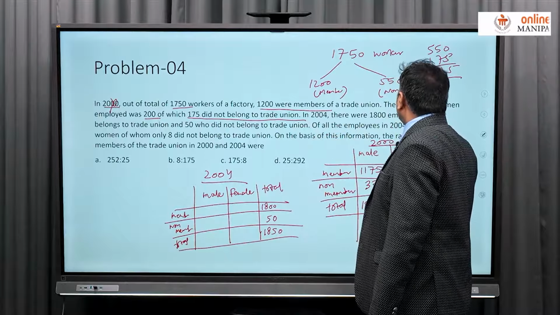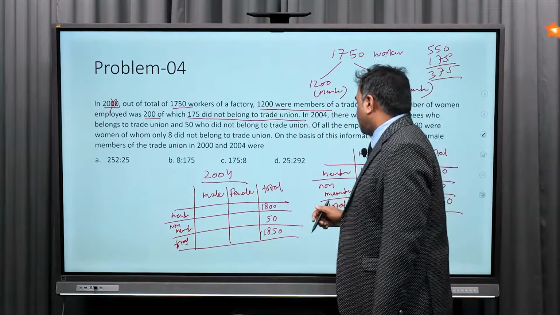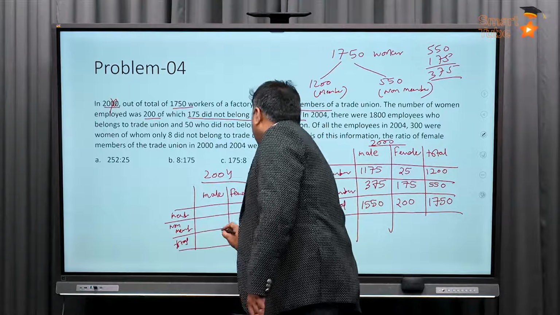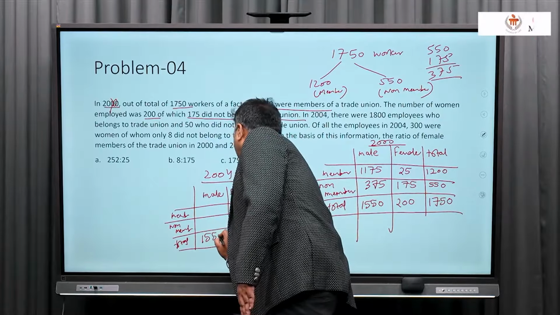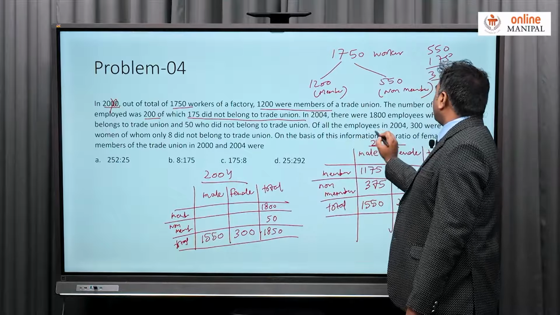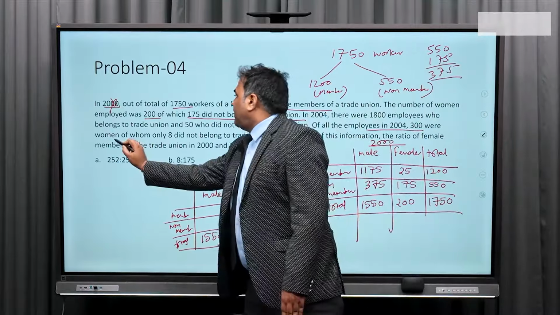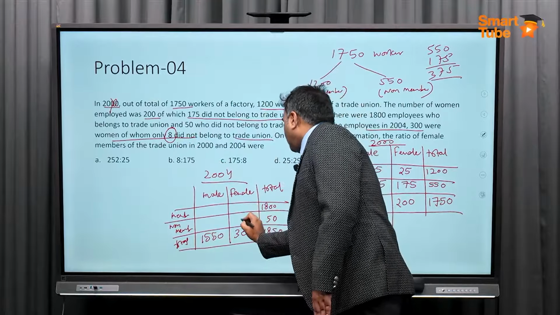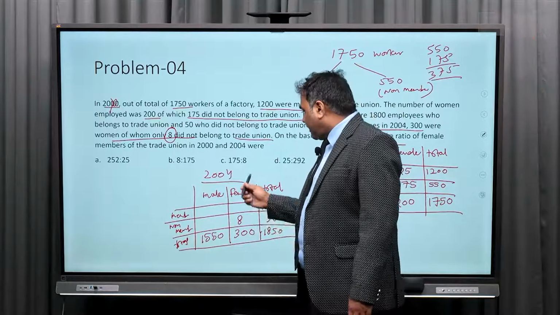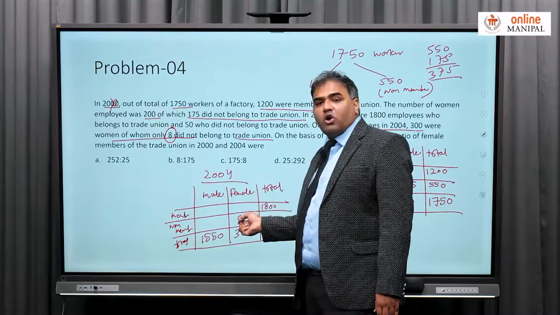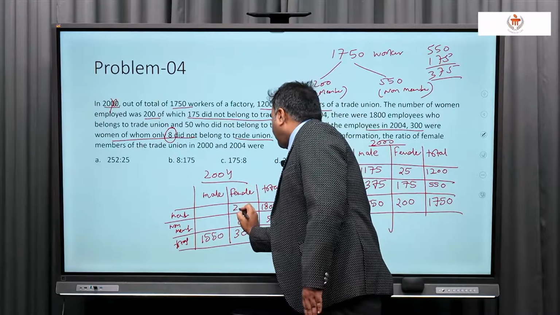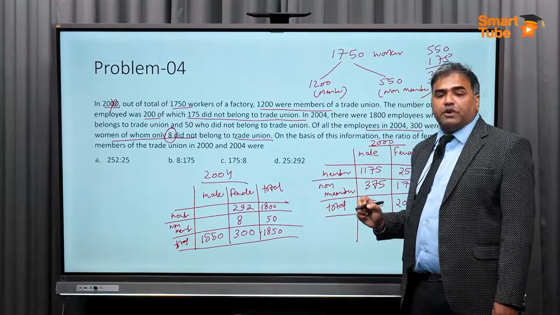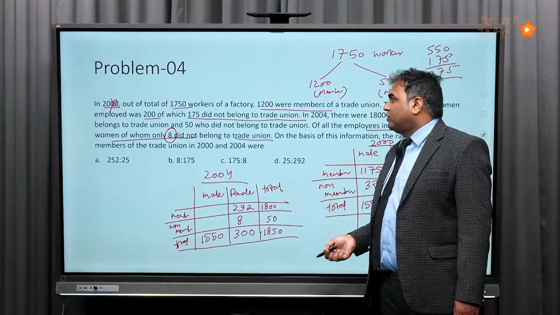Of all the employees in 2004, 300 were women. So total female were 300, and the male would be 1550. Of the 300 female, 8 do not belong to trade union. So total female is 300, 8 do not belong to trade union. So how many belong to trade union? That would be 292. So the total number of female who belong to trade union would be 292.